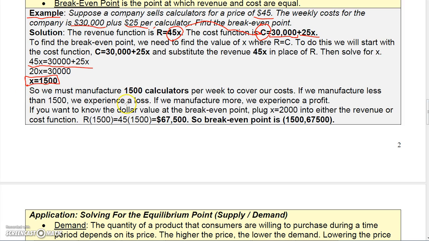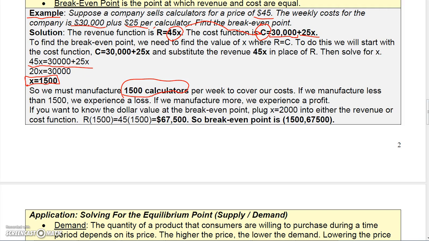So that means we must manufacture 1,500 calculators per week to cover our cost, or to break even. And if we manufacture less, we're going to experience a loss. If we manufacture more, we're going to experience a profit.